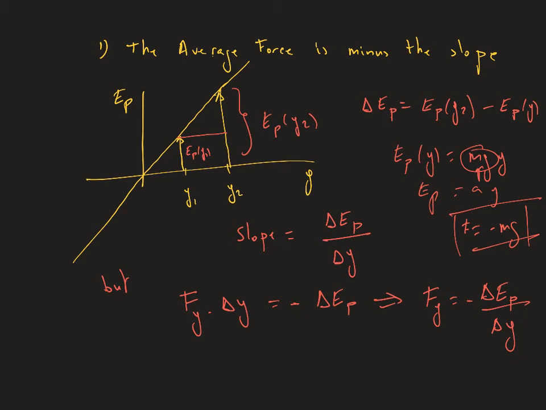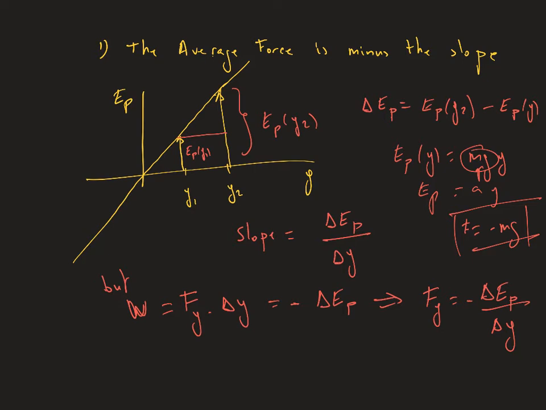Because, first of all, you know from what we have seen that the slope is delta E sub p. This quantity, the slope between y1 and y2, is E sub p of y2 minus E sub p of y1. So it will be this quantity divided by this quantity, delta E sub p divided by delta y. So this is the slope. But we know that the work done is Fy times delta y, and the work done is minus the variation of the potential energy. From this we found that the force is minus the slope.